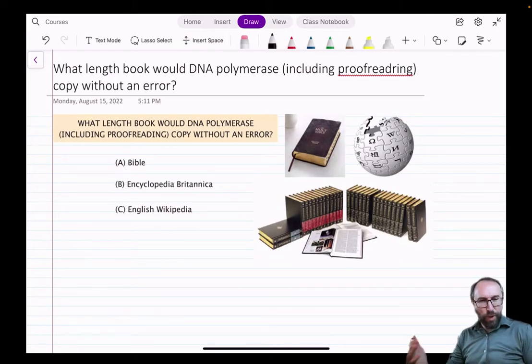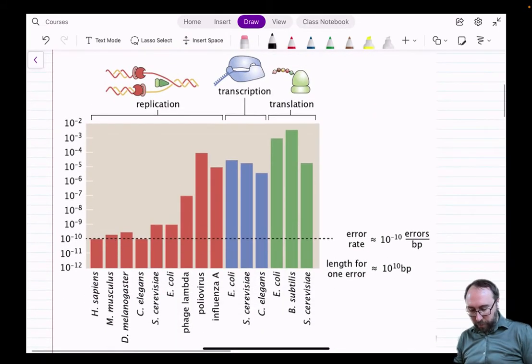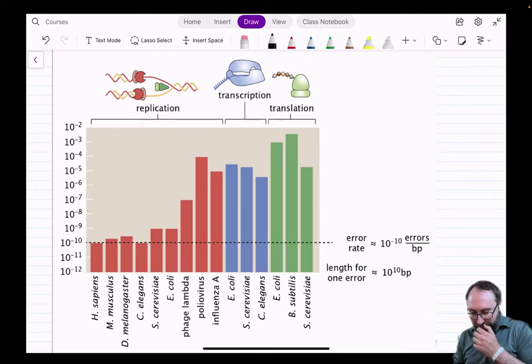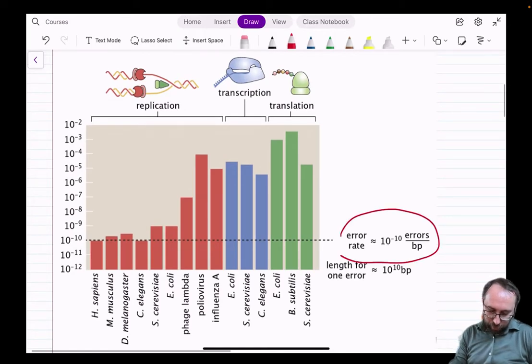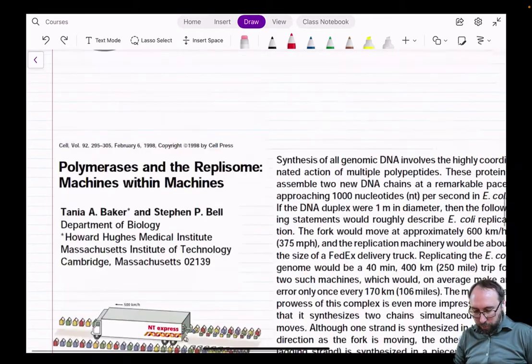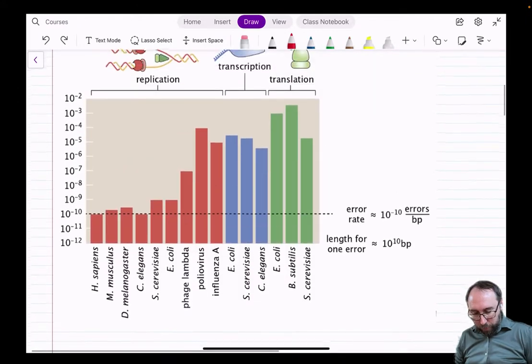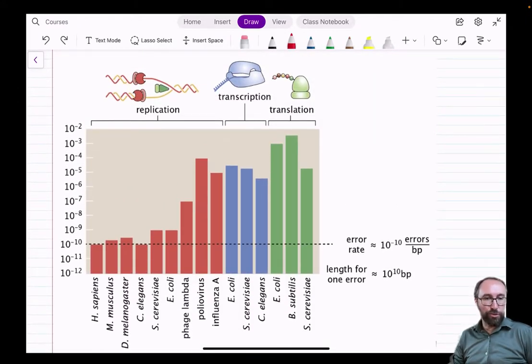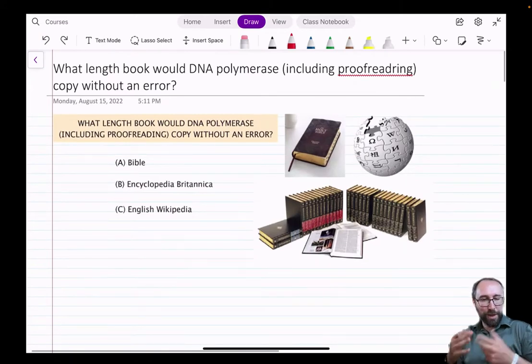And so what's the error rate of the different molecular machines of the central dogma? You can see that for DNA replication, we got on the order of an error rate of 10 to the minus 10 errors per base pair, which means that for DNA polymerase to make an error, on average, it needs to copy 10 to the 10 base pairs. So let's figure out how many characters there are in each one of these three options, to get a sense of how long of a book that would correspond to without making any mistakes whatsoever.